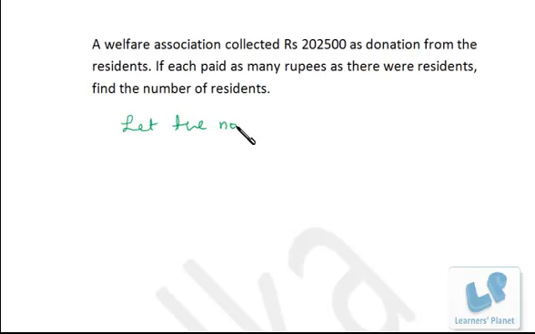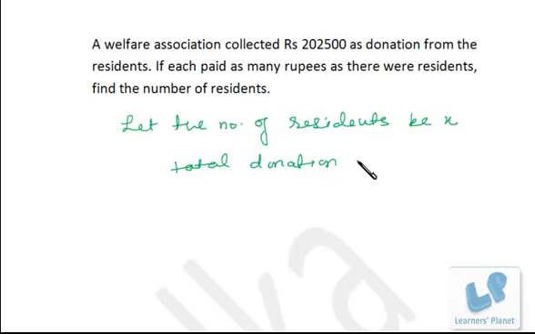Let the number of residents be x, and each is donating x rupees, so the total donation will be x into x, that means x square. Now x square is 202500. We have to find the number of residents, that means x. That means we have to find the square root of this number, right? So x is the square root of 202500.